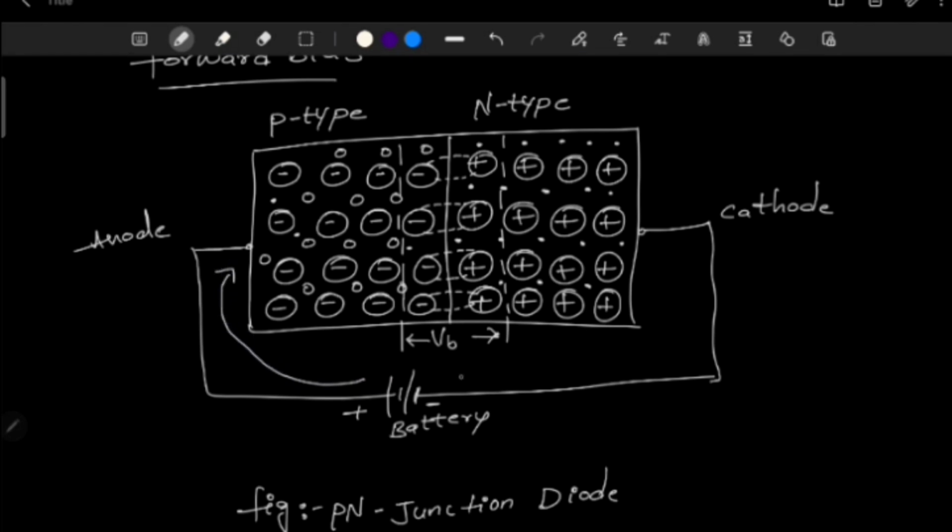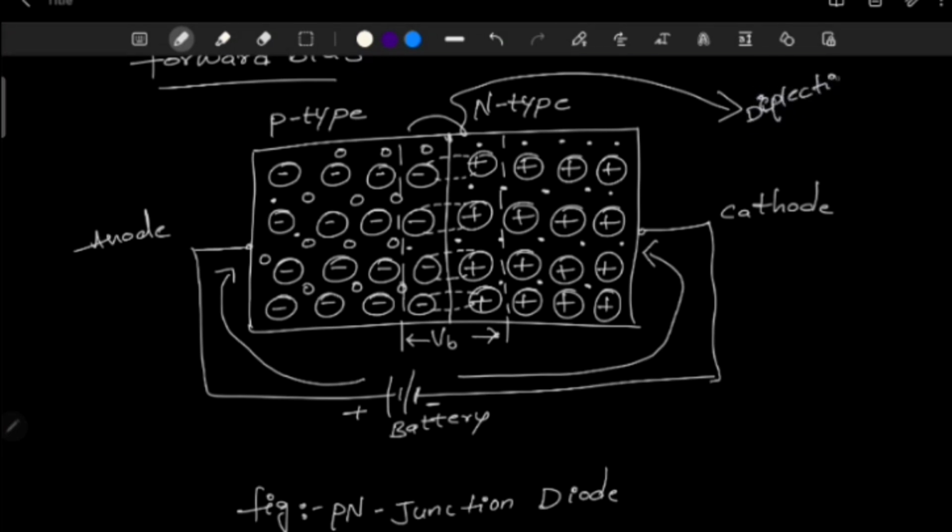Why? Because these two have the same polarity. I already told you, that's why it will again come back to that junction, and this barrier potential will disappear. So when the barrier potential disappears, they will cross each other. Means positive and negative immobile ions are crossing each other, then the flow of current will be done.